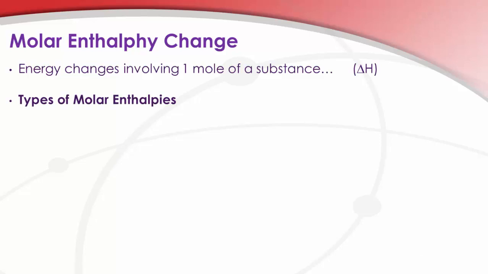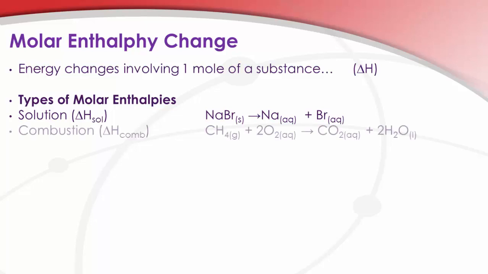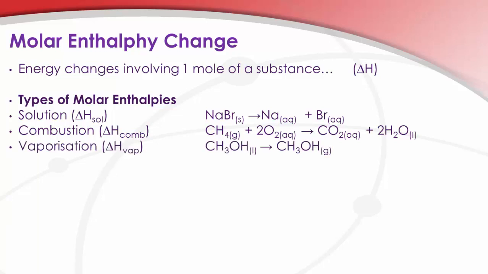Now, molar enthalpies are associated with a given balanced reaction. So we can have a molar enthalpy of solution in which sodium bromide dissolves to form aqueous sodium and aqueous bromine. Notice, of course, that there would be charges on there if we'd been a little more careful about our reaction. We can have the molar enthalpy of combustion, in this case methane, burning in the presence of oxygen to form carbon dioxide and liquid water. Molar enthalpy of vaporization, all we're doing is taking, in this case, liquid methanol and converting it to gas form. And you get the idea.